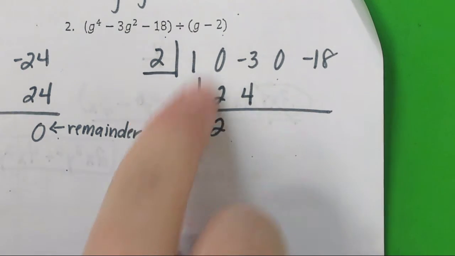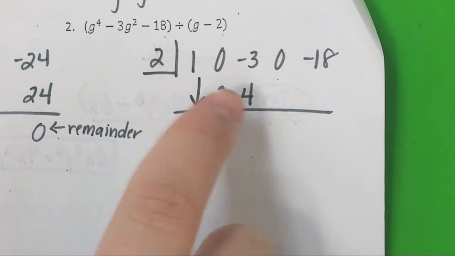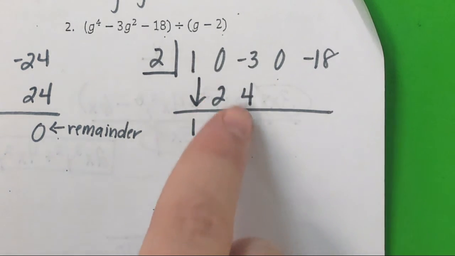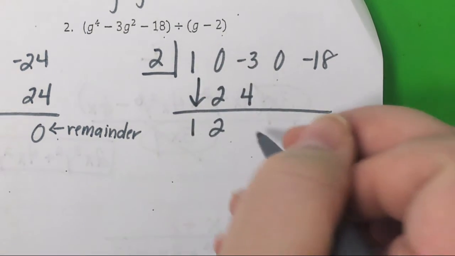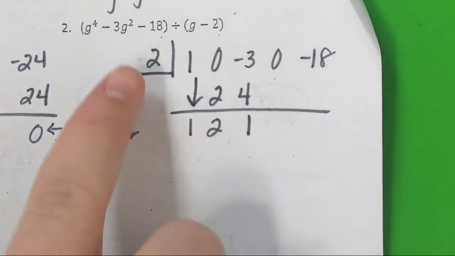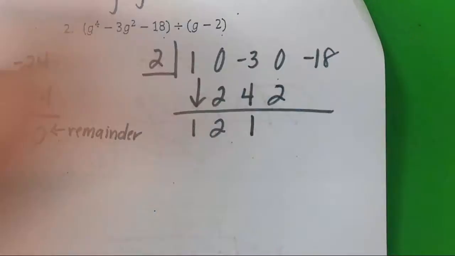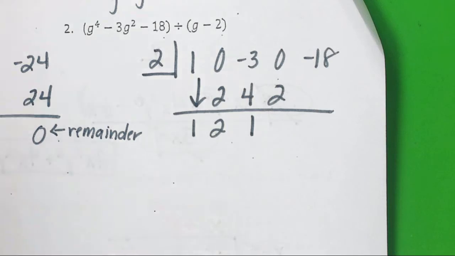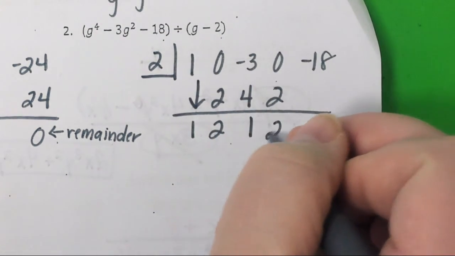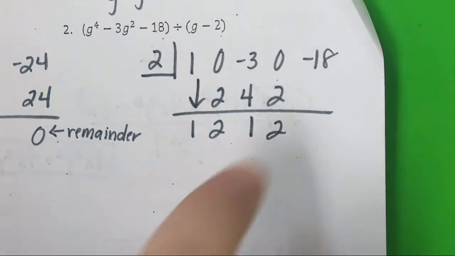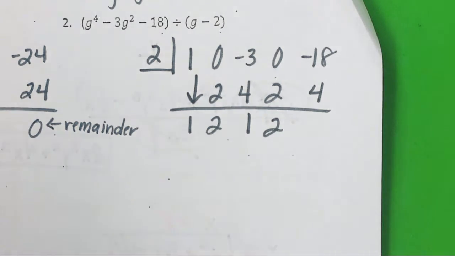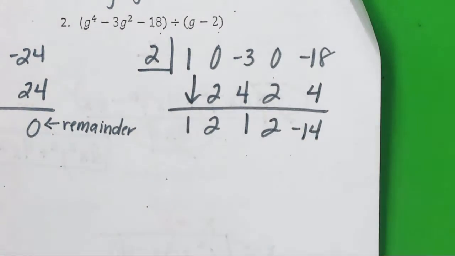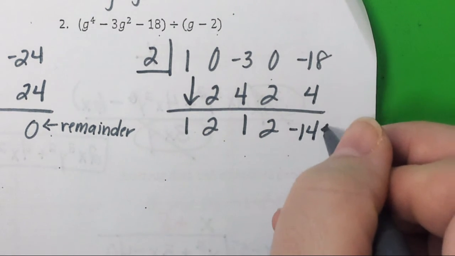Okay, I did that kind of fast. I dropped down my 1. 1 times 2 is 2. 0 plus 2 is 2. 2 times 2 is 4. 4 minus 3 is 1. 1 times 2, I get 2. 0 plus 2, I get 2. 2 times 2, I get 4. Negative 18 plus 4, I get a negative 14. Okay, so this time we actually have a remainder of negative 14.